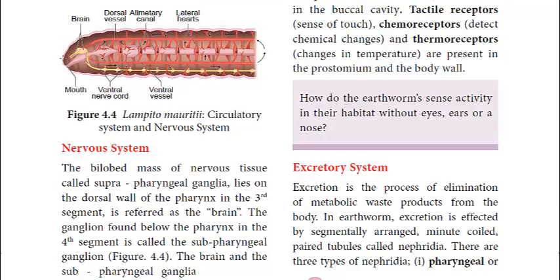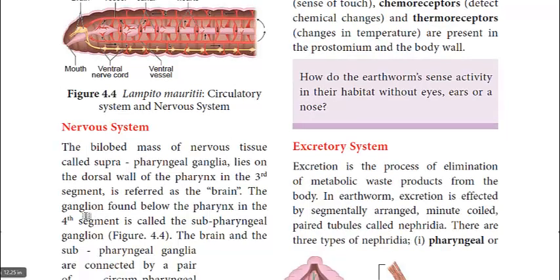So you can see here the first segment, second segment, and third segment. You can see a brain structure here, isn't it? And we have a nerve cord running in the ventral region. So the ventral nerve cord you can see here, isn't it? Not on the dorsal side. Now the ganglion found below the pharynx in the fourth segment is called the subpharyngeal ganglion.